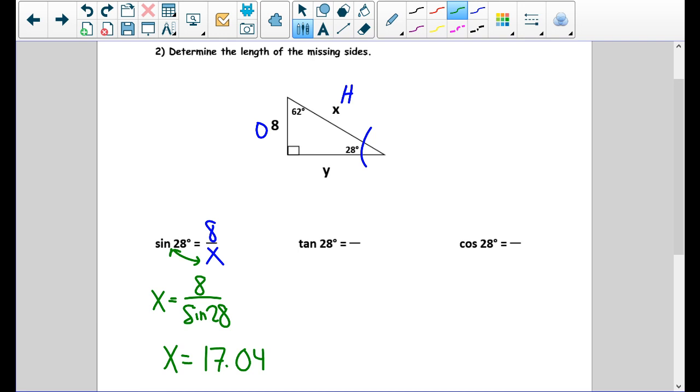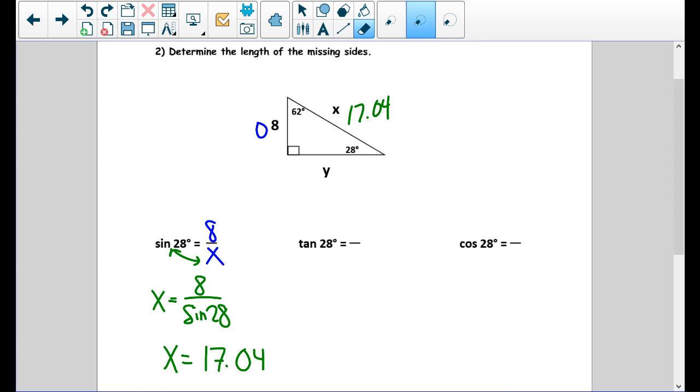So I now know x, the hypotenuse, is 17.04. Now, we need to solve for y. Okay? So now we need to solve for y. I'm going to get rid of my blue markings here. So we need to solve for y. What angle do we want to use for y? 62. Let's use the other angle. Okay, 62. So here's my angle. So y is going to be what? Opposite.